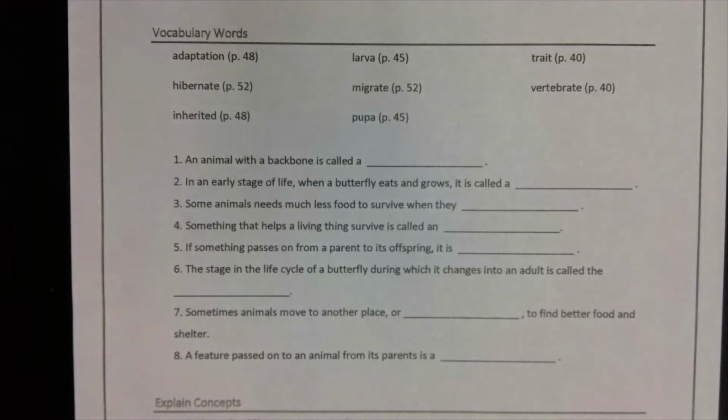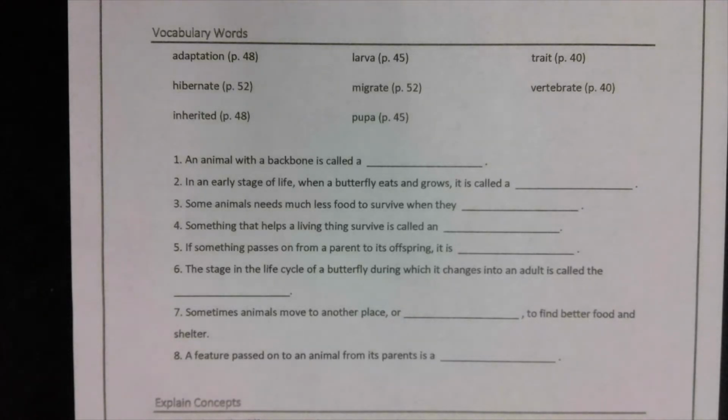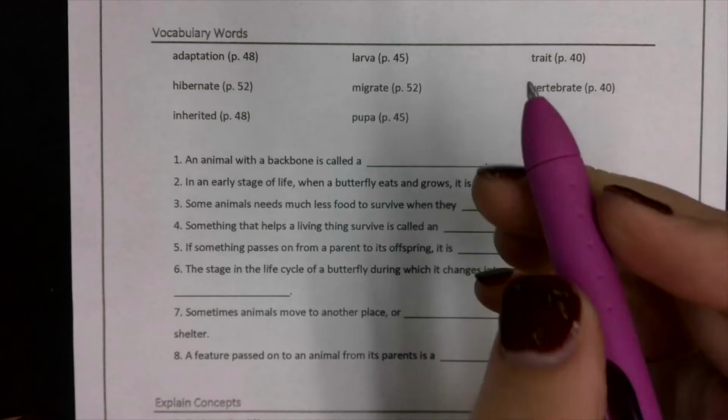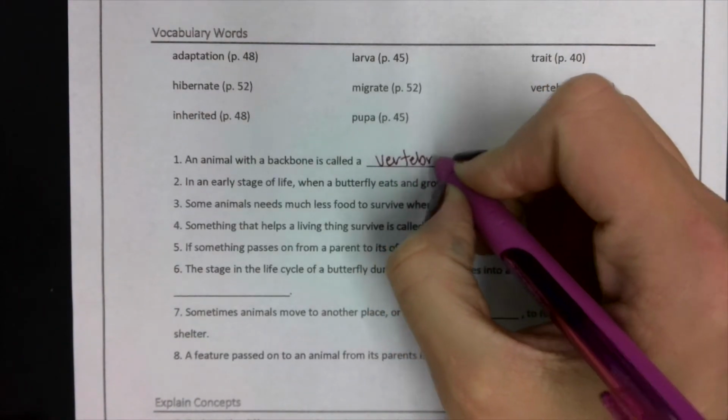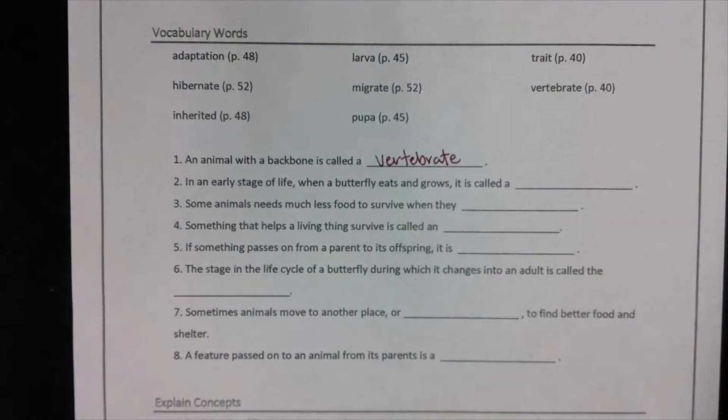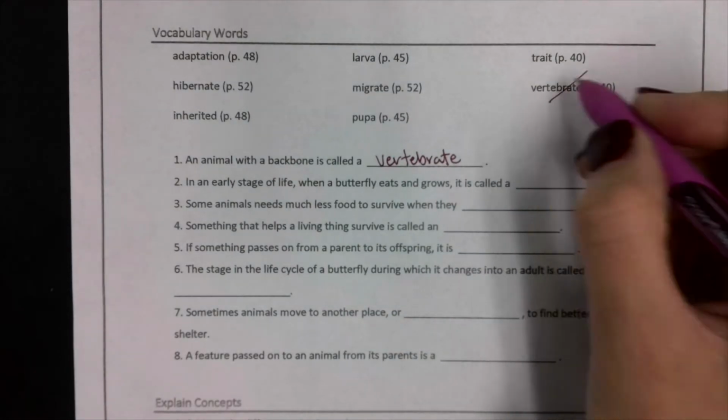Number 1, an animal with a backbone is called a... What was that? Animal with a backbone. It has a backbone. Remember, we called it a vertebrate. Animal with a backbone is called a vertebrate.